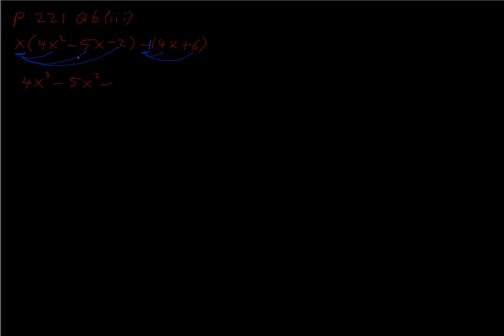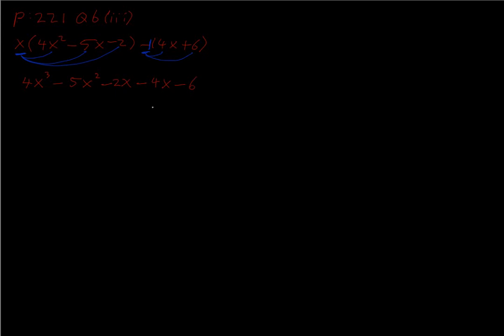Final bit here, we have plus x multiplied by minus 2, so plus by minus is minus, 2 by x we write as 2x. Now onto our second bracket, we have a minus 1 multiplied by 4x is going to give us minus 4x, and minus 1 multiplied by plus 6 is going to give us minus 6.